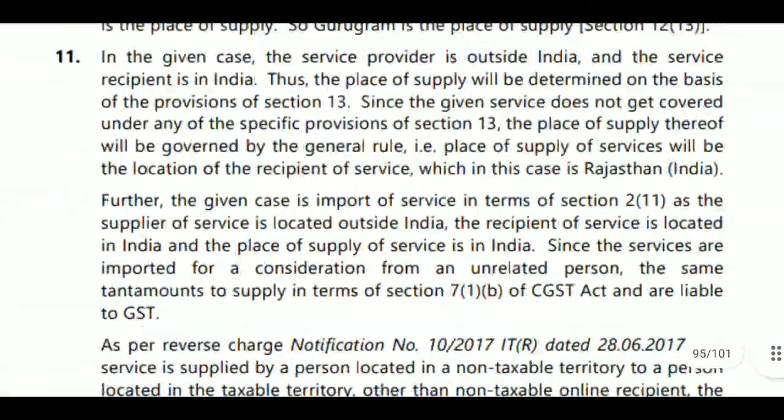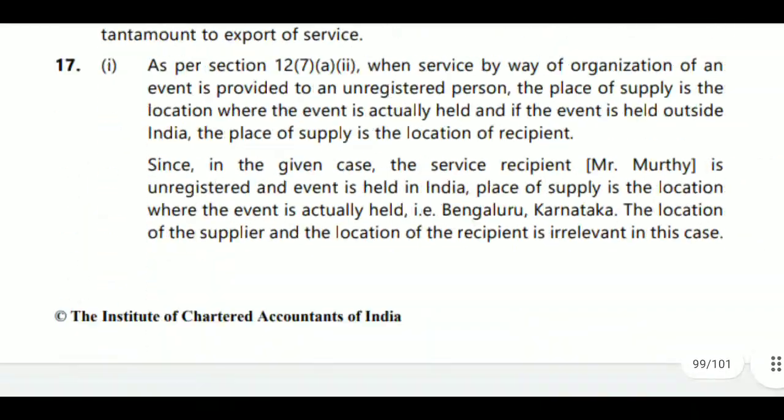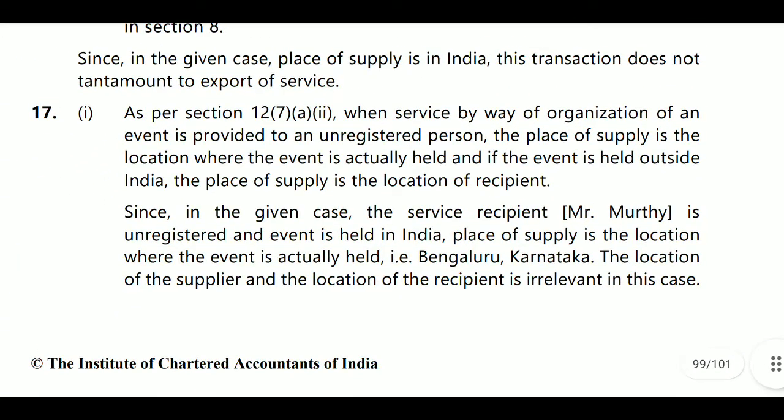So, question number 17, the answer. As per section 12, when services by way of organization of any event are provided to an unregistered person, the place of supply is the location where the event is actually held. And if the event is held outside India, then the place of supply is the location of the recipient. So if the event is conducted in India, it will be the location of the event. If it is conducted outside India, the location of the recipient will be taken as the place of supply.